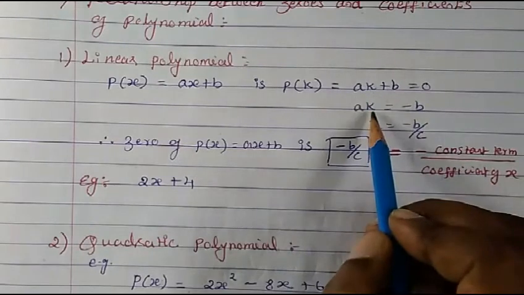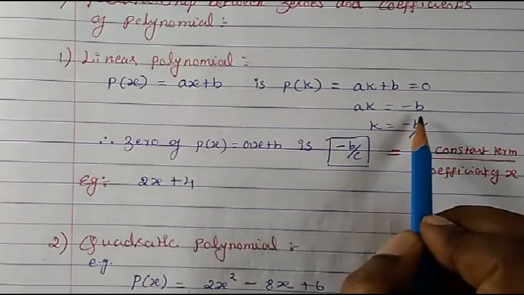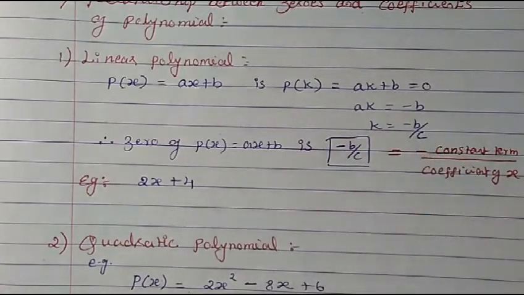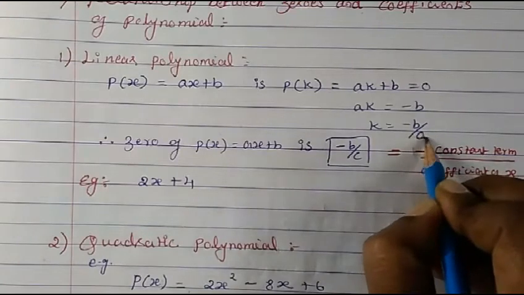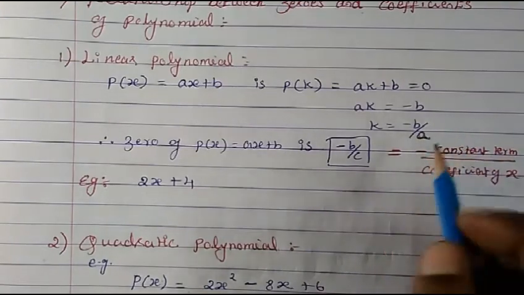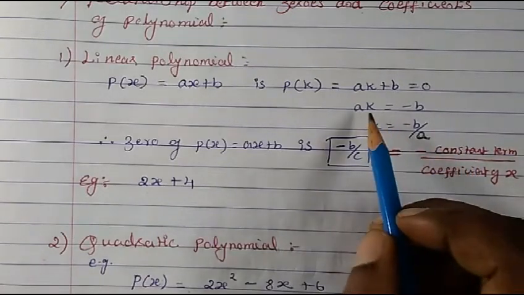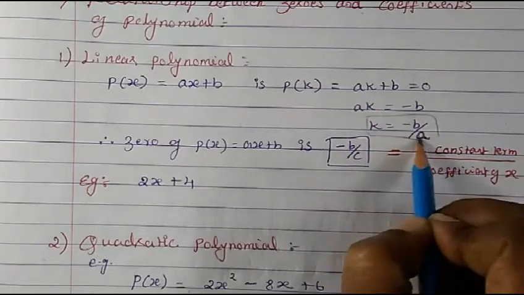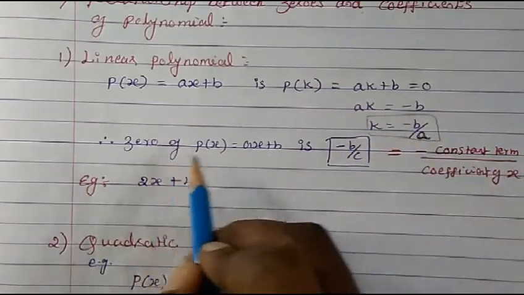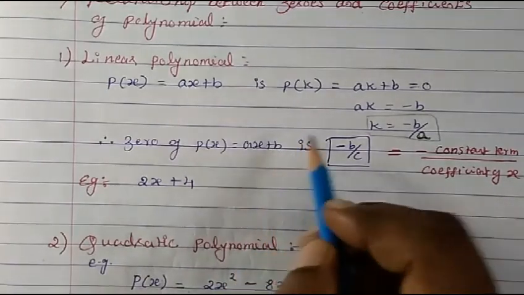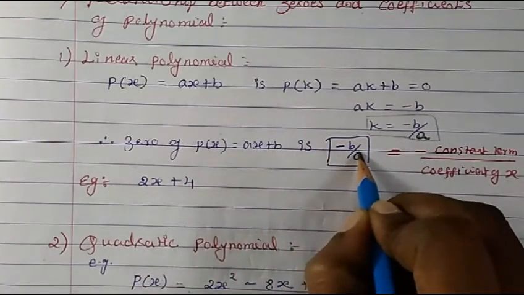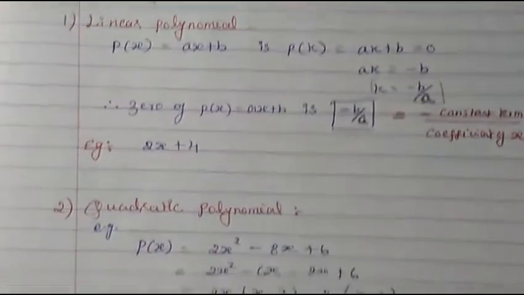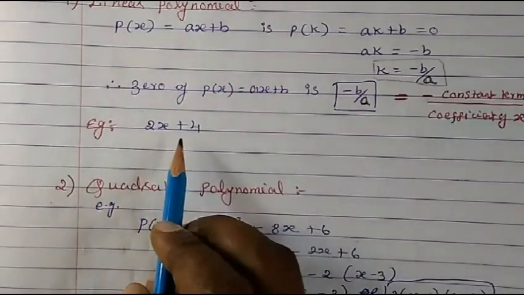Now ak we keep here and b goes that side, it will become minus b. Then k we keep as it is. When a goes this side, it will become minus b upon a. So this is the general formula to find the zero of the polynomial. The zero of p of x equal to ax plus b is minus b upon a. So now you have learned how to find the zero of a linear polynomial.